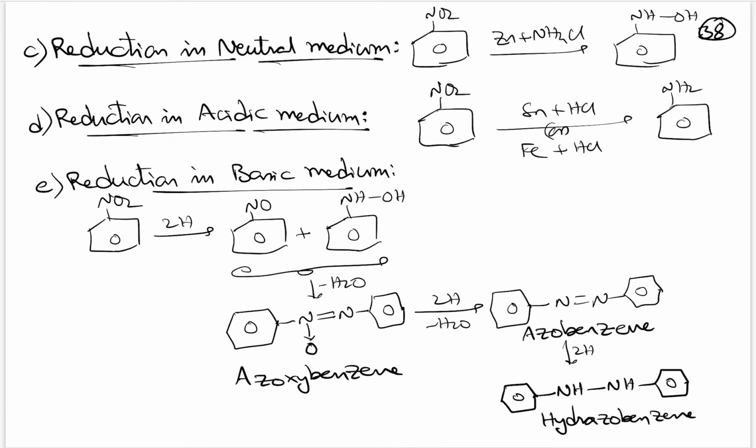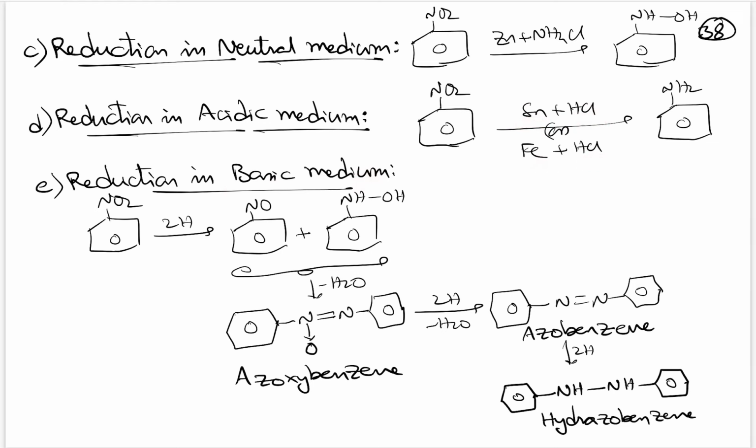Then, reduction of nitrobenzene in a neutral medium. Neutral medium means zinc plus ammonium chloride. Ammonium chloride is a salt. So if nitrobenzene is treated with zinc plus ammonium chloride, then you will get hydroxylamine. And reduction in acidic medium, nitrobenzene on reduction with acidic medium. Acidic medium here is metal plus acid reduction, or electron plus proton reduction. Tin plus HCl or iron plus HCl will result in the formation of aniline.